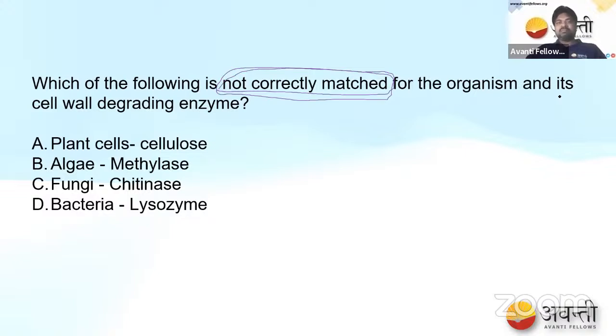Then for the organism and its cell wall degrading enzyme, they ask in the next portion of the question cell wall degrading enzyme. So you need to find the cell wall degrading enzyme here. So option A, plant cell, cellulase. Option B, algae, methylase. Option C, fungi, chitinase. Option D, bacteria, lysozymes. So I'm launching the poll for it. You have 60 seconds to solve this question. Then we will go into the explanation part.